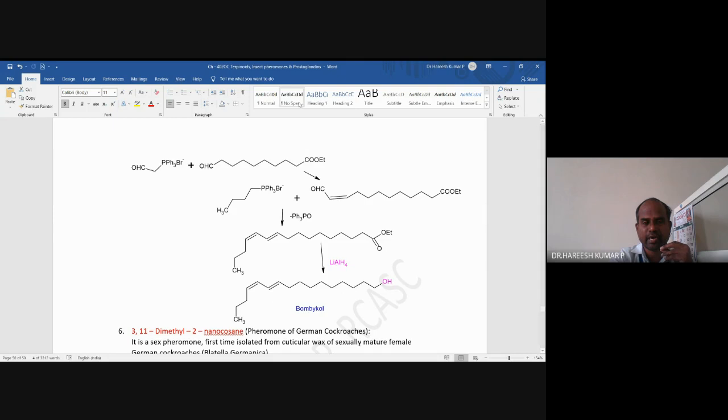Here only the Wittig reaction is involved. The first step is a Wittig reaction, the second step is also a Wittig reaction, and the third step is reduction. So this is about two insects, more particularly Bombykol, and one more is multistriatin. I have discussed the synthesis, and more particularly in Bombykol, I have discussed the stereoselective synthesis by employing the Wittig reaction.